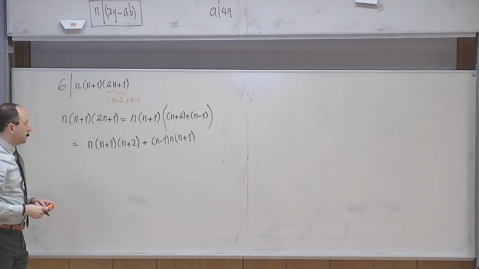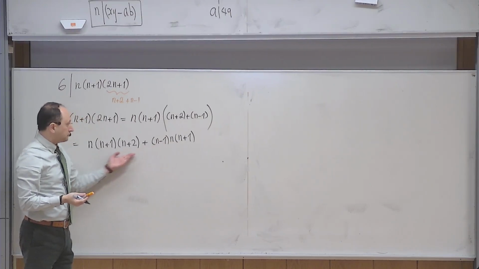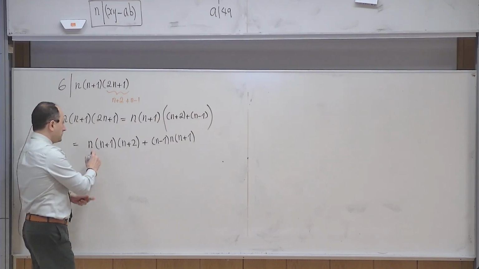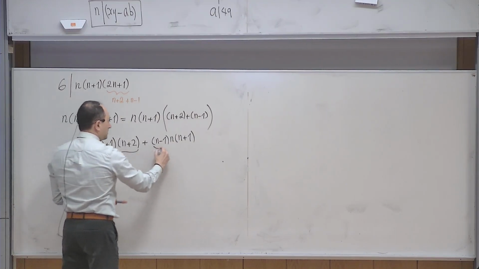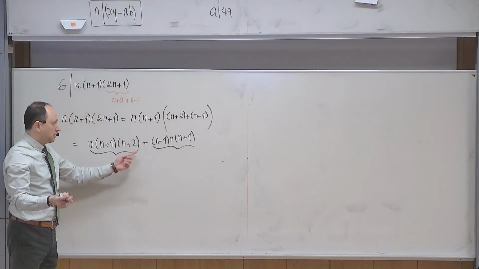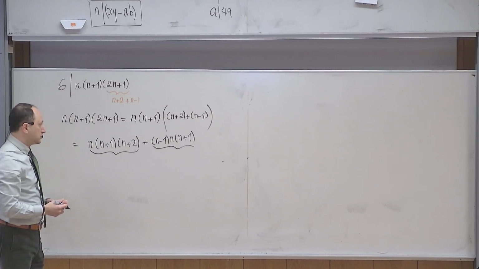Okay? So now let me ask you one question. What is this one? This expression is a linear combination of this number and that number. Actually, this is the sum. Yes? The sum of two numbers is also one special case of the linear combination of those numbers.